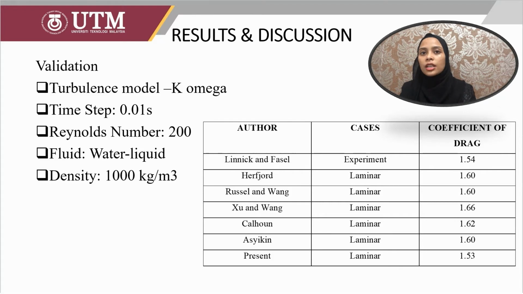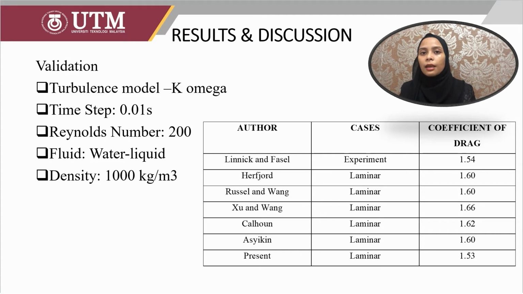To capture the shedding correctly, 1000 time steps were chosen for the flow past a cylinder. Therefore, the time step is equal to 0.01 seconds with a Reynolds number of 200. The comparison of the CD and CL values is given in the table, and the solution is converged and yields CD equal to 1.53.